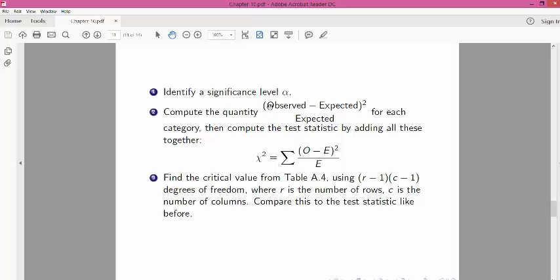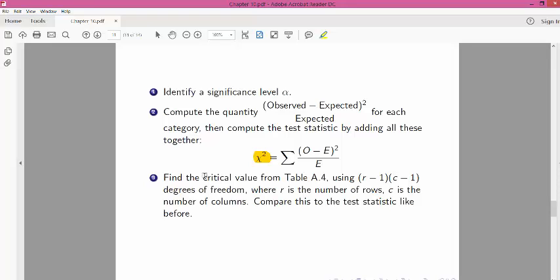Let's take a look at what we do then. We identify the significance level alpha. Then, just like in section 10.1, we compute these values right here: observed minus expected, square that, divide by expected, and then we sum it all up. And that's going to be your chi-square value that we're looking for. Again, it could be very tedious if you were to do it by hand, but the great news is both TI-83 and 84 calculators have a command that does that for you. So you actually don't need to do this by hand.